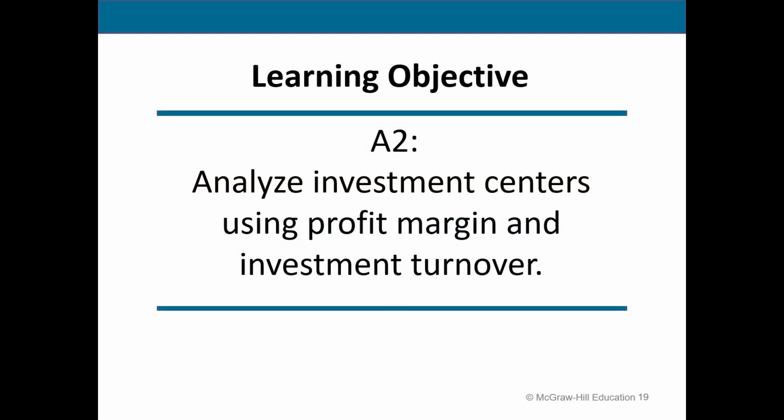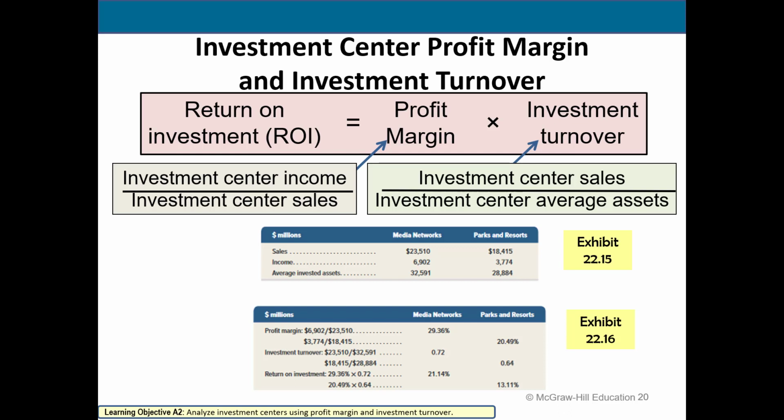So now we will look at analyzing investment centers using profit margin and investment turnover. Profit margin measures the income earned per dollar of sales. It's computed as investment center income divided by their sales. The investment turnover measures how efficiently an investment center can generate sales from its invested assets, and it is calculated as the investment center sales divided by their average assets.